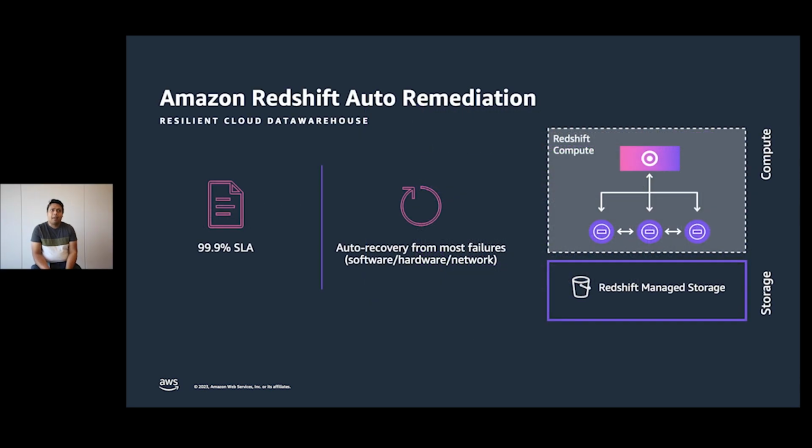First up, Amazon Redshift is a highly available, resilient cloud data warehouse. We support a 99.9% SLA, which is ideal for most business-critical applications. Redshift also has the ability to automatically recover from most software, hardware, and network failures. These are built-in reliability features that are transparent to the user, that automatically kick in as needed, and there's no manual intervention needed.